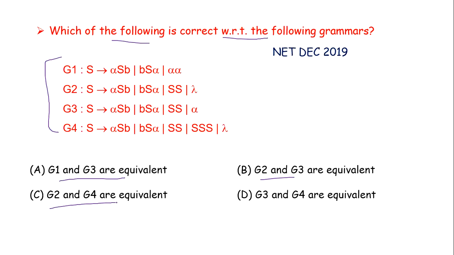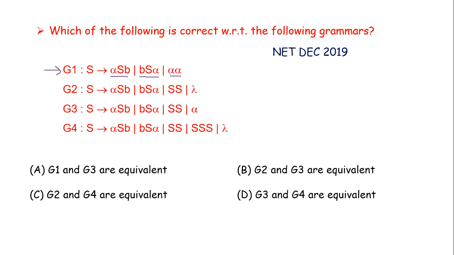Equivalent means they have the same number of words in that language, plus they have exactly the same words. So again we will try to find the smallest string in each grammar. Let us take grammar G1. It says S gives alpha SB, S gives BS alpha, and S gives alpha alpha.